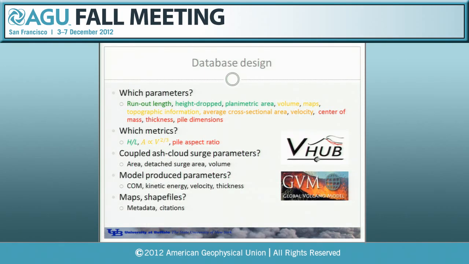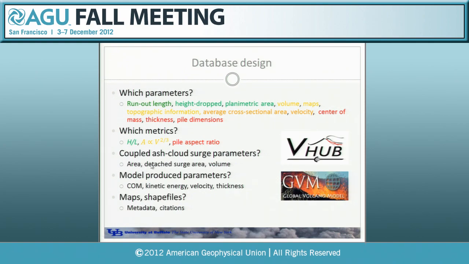I want to finish just talking a little bit about the database itself, because this is really where I'm asking for input. So I think the first thing is which parameters to include. There are obviously many that could be included. They're color-coded here by what we have and what we don't. Obviously, we have a lot of information about runout length, height dropped, planimetric area. We have some volumes, maps, topographic information. Sometimes we have some cross-sectional areas or velocities. And very rarely do we have any estimates of center of mass or thickness or pile dimensions, which is what you would need to do some of these pile aspect ratio calculations.